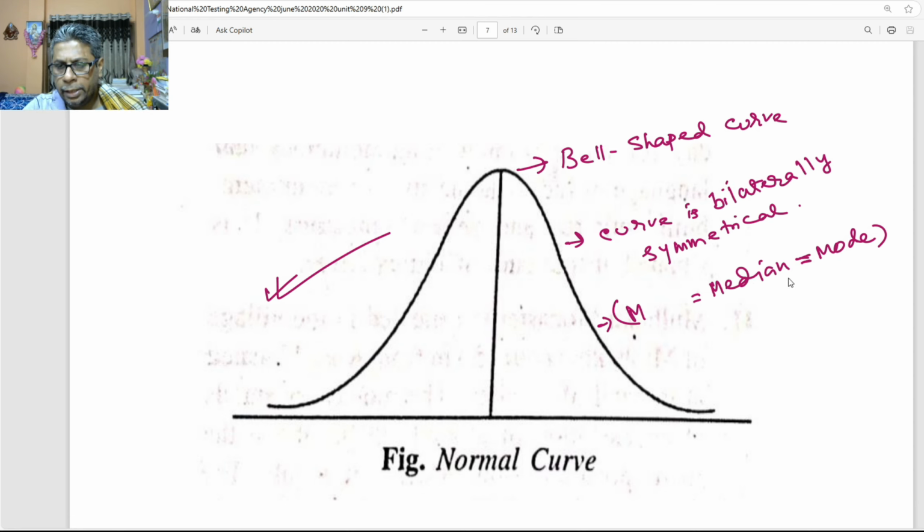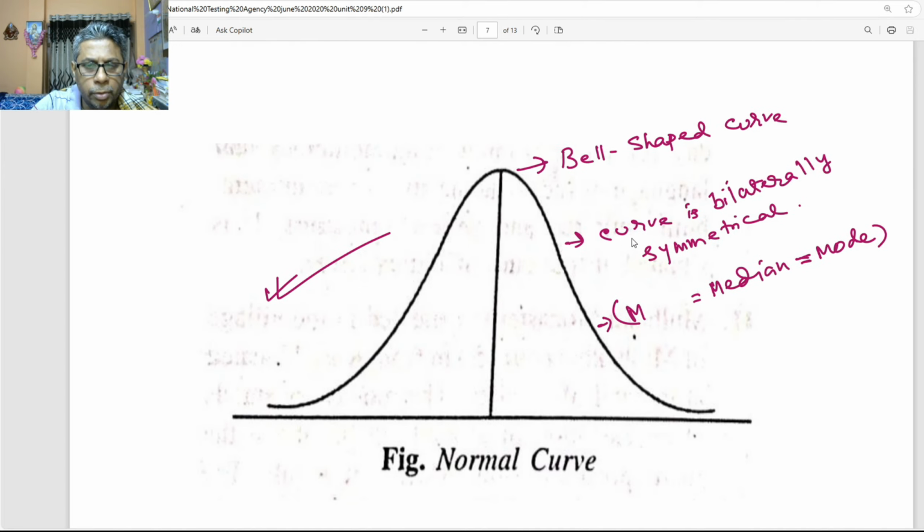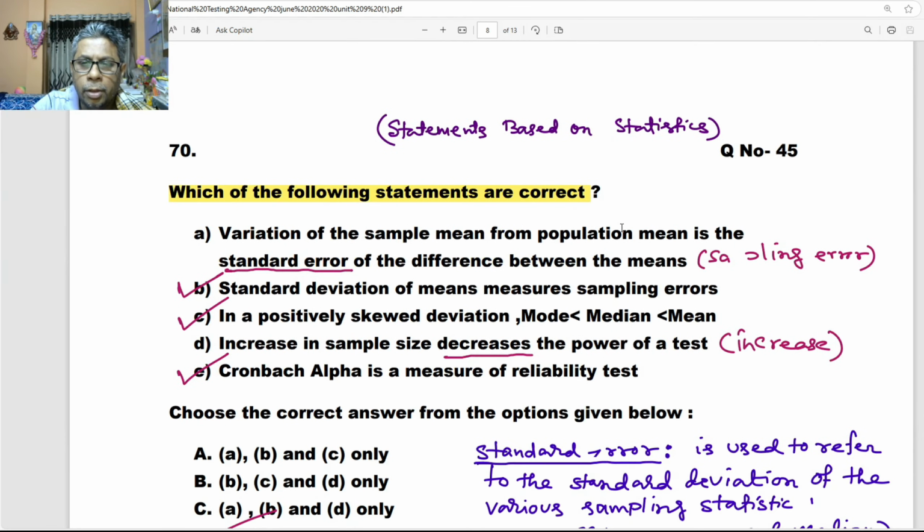Mean equal to median equal to mode. This is the equal. So these are features of the normal curve. Now we move on to our next question.